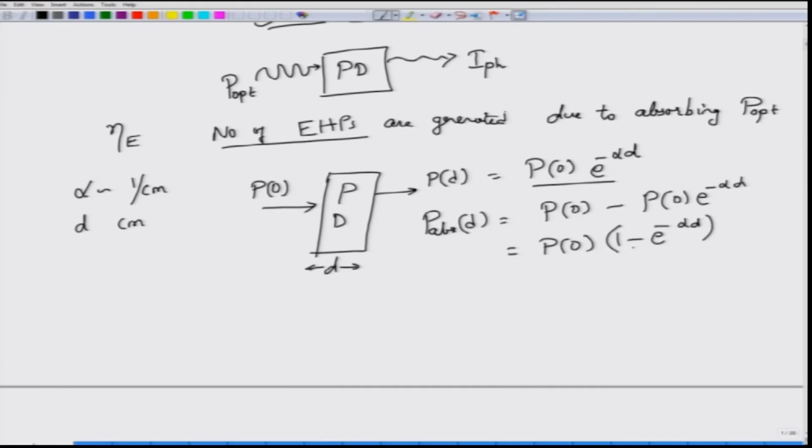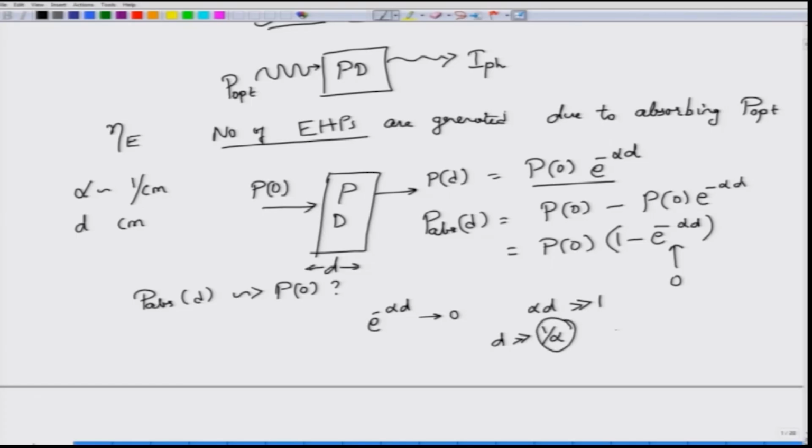e power minus alpha d. A quick question to all of you before we go ahead. What should I do in order to make the absorbed power almost equal to P of 0? A moment's reflection will tell you that I have to make this term go to 0, right. So, when will this e power minus alpha d term go to 0? When alpha d is much larger than 1, or d is much larger than 1 by alpha.